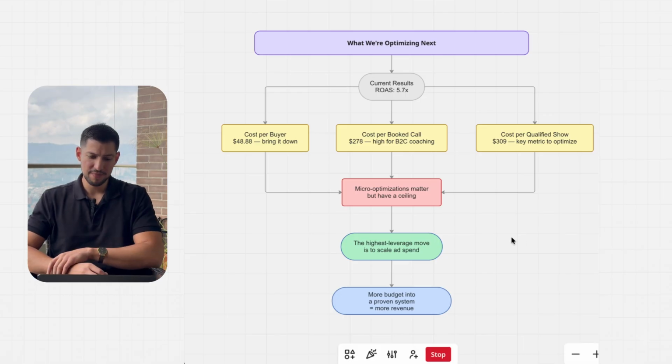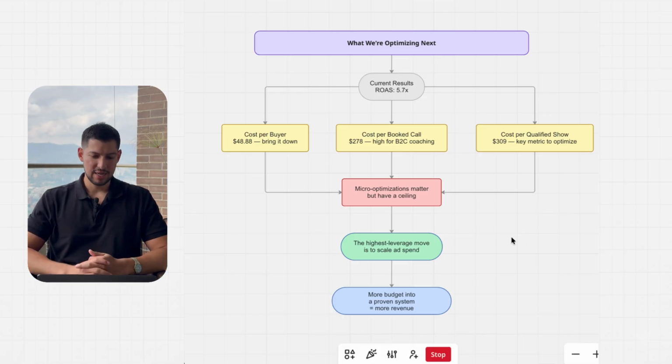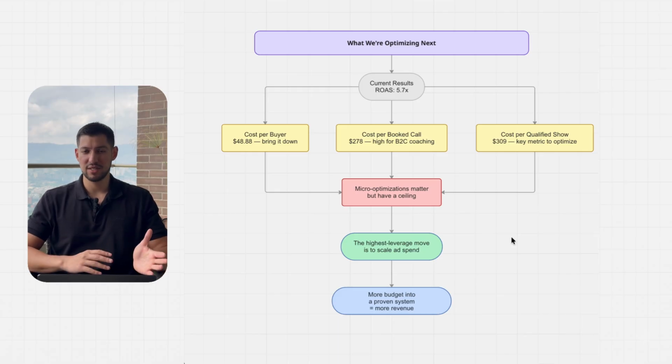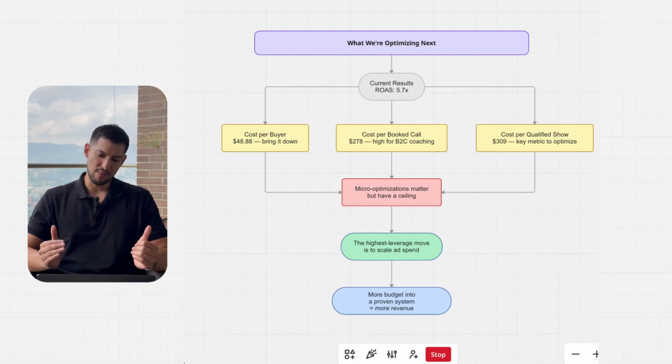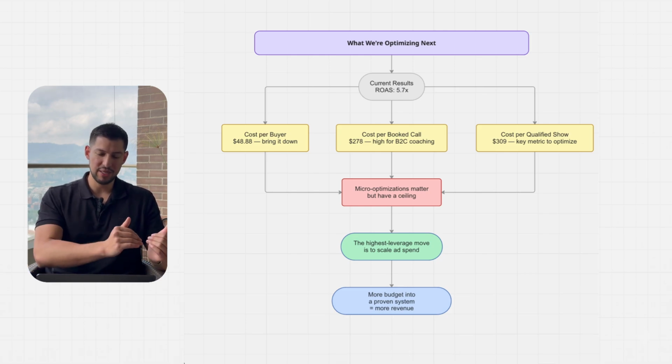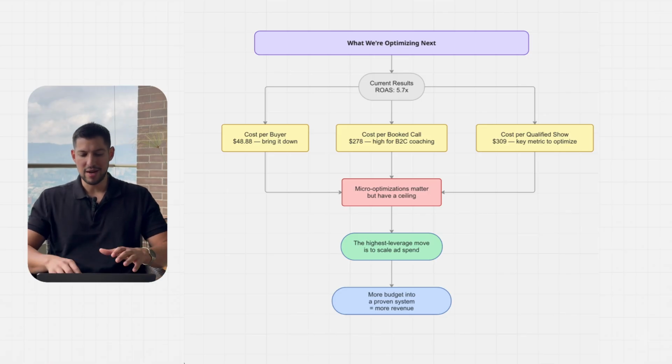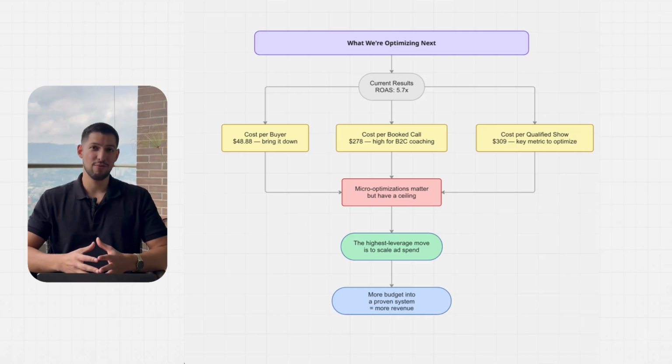And the cost per booked call is $278. This is a B2C, business to consumer, coaching program. For that kind of coaching program, I think it's still on the high end, so there's definitely room to bring that down. Cost per qualified show is $309. Not bad. Again, we want to bring that down because it is a B2C offer. But all this is the way it is right now because our client also just prefers a very high friction funnel.